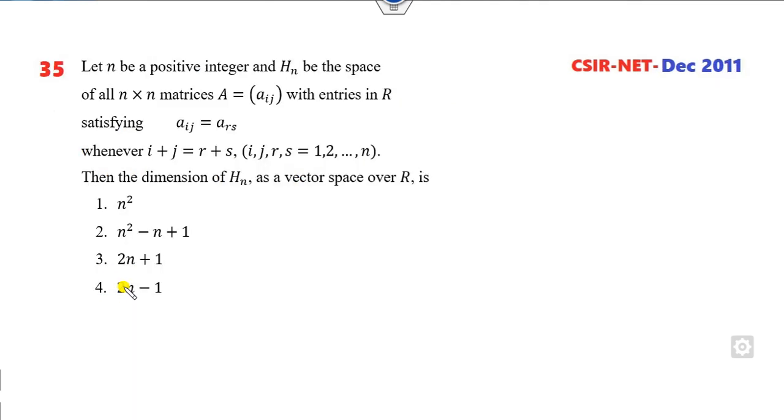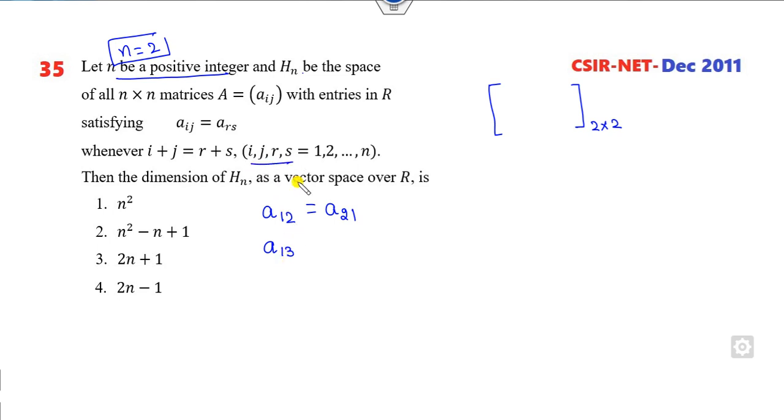Okay, now look at another example. n is a positive integer. Hn is a subspace of n cross n matrices. So I can take n as 2, simple. So Hn is the set of 2 cross 2 matrices such that Aij depends on i plus j. What is the meaning of that? A1,2: the sum will be 3. Any other pair? 2,1. Like if I say 1,3, the sum will be 4. So 3,1 and 2,2, all are 4. They are the same.